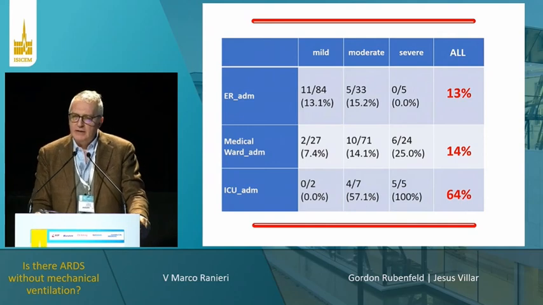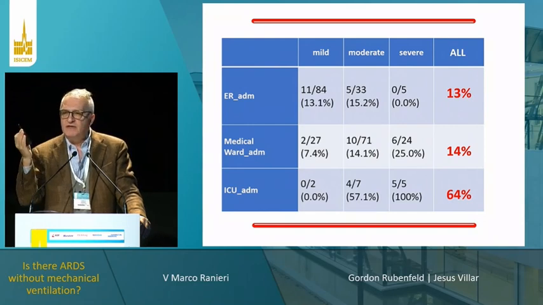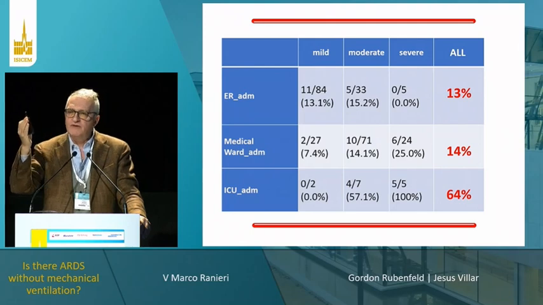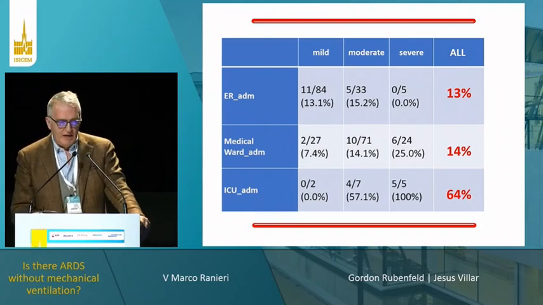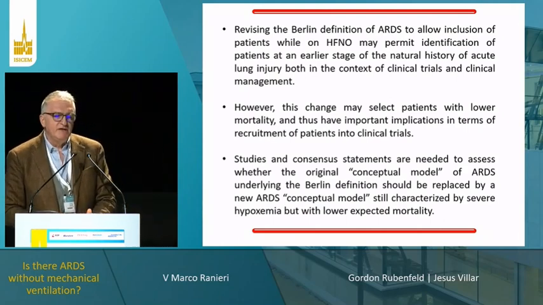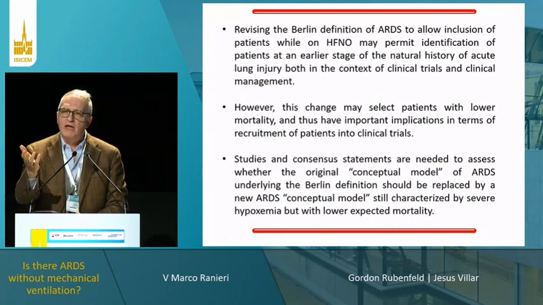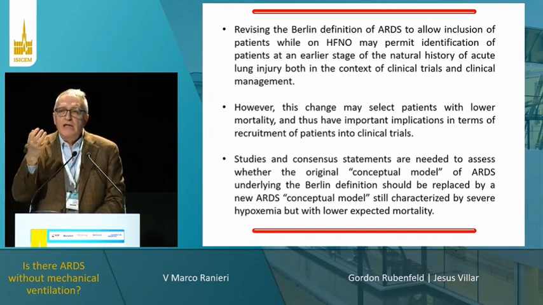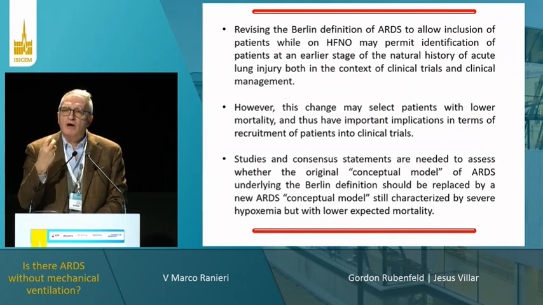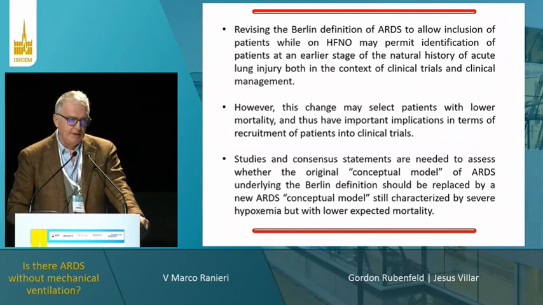But if you look at mortality, patients that remain on conventional oxygen or patients that were treated with non-invasive ventilation, ranging from high-flow CPAP to non-invasive ventilation in the medical ward, remain relatively low as compared to patients that transition to invasive ventilation. So based on this, and I promise you I'm staying on time, revising the Berlin definition criteria to allow inclusion of patients while on high-flow nasal oxygen may allow early identification of these patients for future randomized controlled trials. But it will introduce a substantial bias in terms of expected mortality, so it may be problematic in designing clinical trials using these criteria.